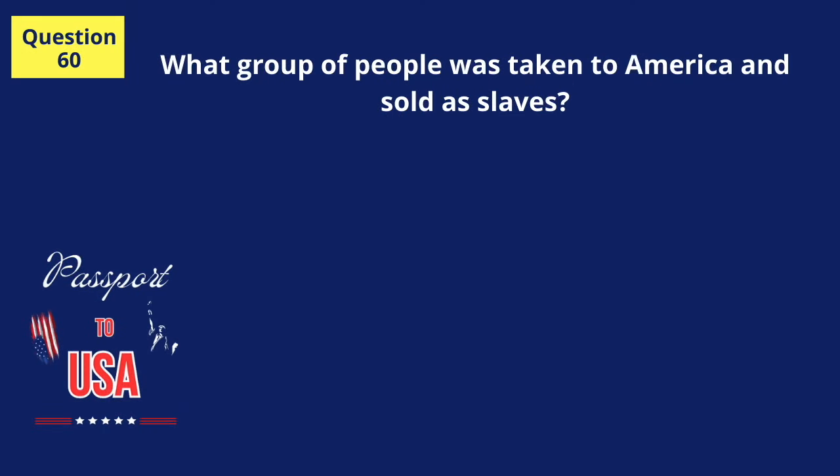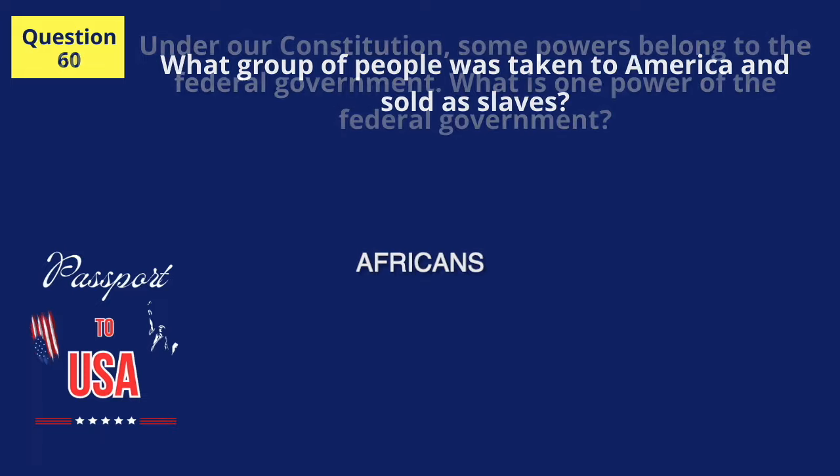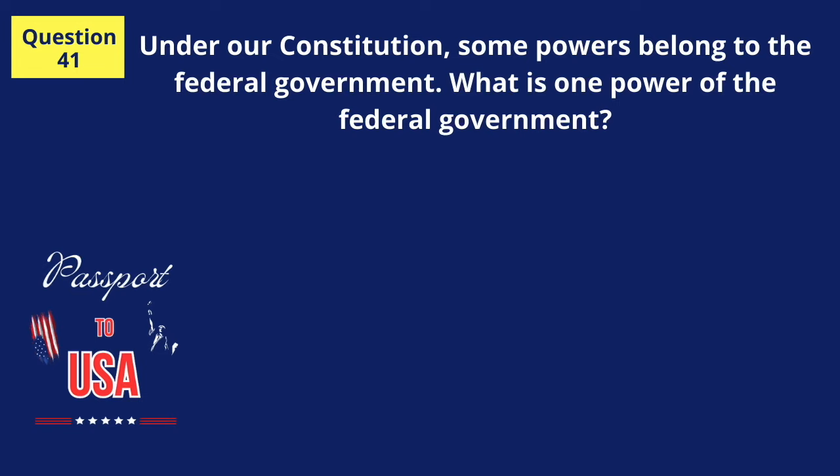What group of people was taken to America and sold as slaves? Africans. Under our Constitution, some powers belong to the federal government. What is one power of the federal government? To print money.